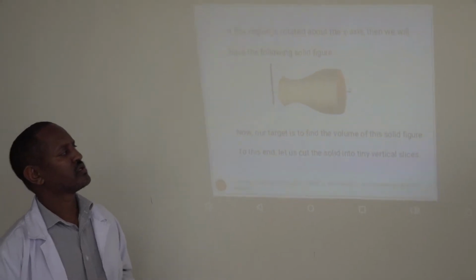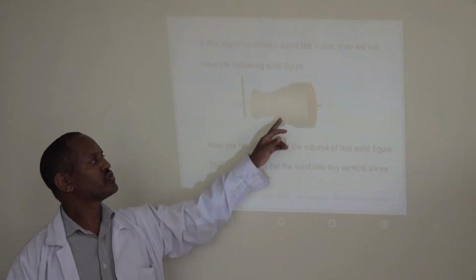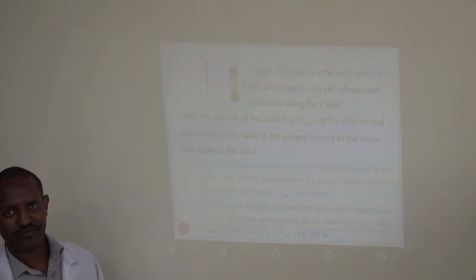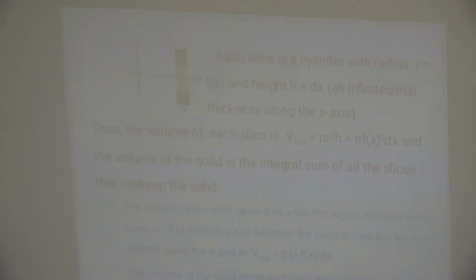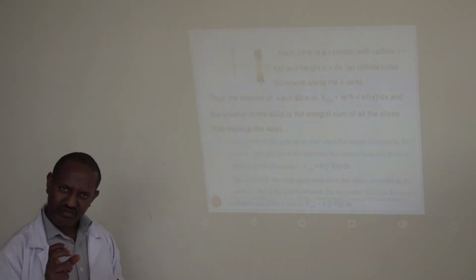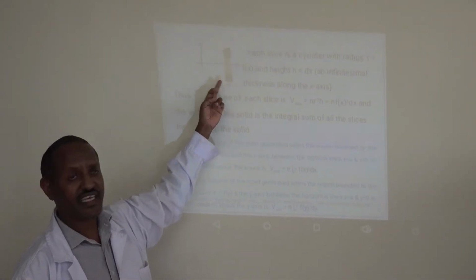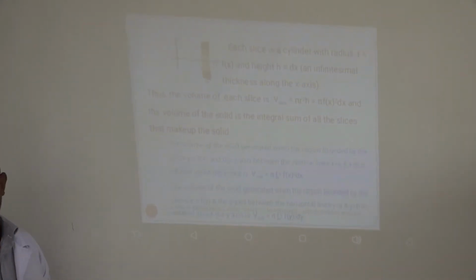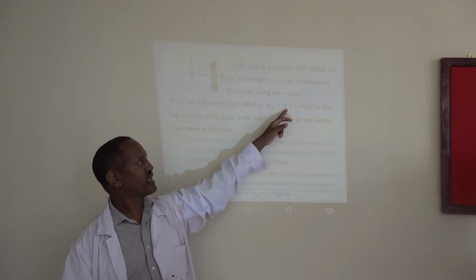Now, the question is, how can we find the volume of this solid figure? To do this, first we have to partition this solid figure into slices. And one of these slices looks like this one. As the number of partitions becomes larger and larger, the thickness of this slice becomes thinner and thinner. Therefore, practically, this slice will be almost a cylinder.